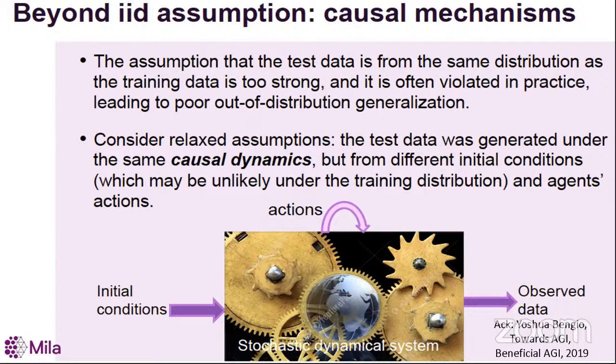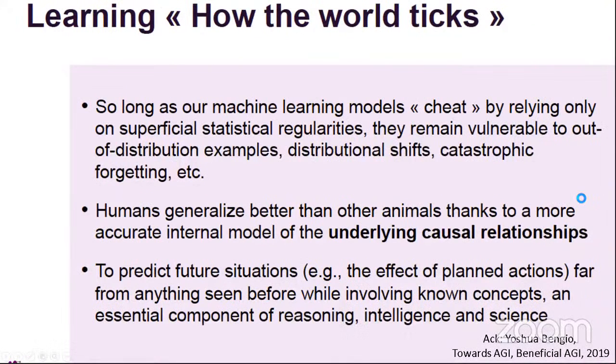Now, Yoshua says you have to consider a relaxed assumption that the test data was generated under the same causal dynamics, but from different initial conditions. What that means is that your model has to somewhere capture the causal dynamics in the system. So right now, you're meant to believe that machine learning models cheat by relying only on superficial statistical irregularities. They remain vulnerable to out-of-distribution examples. I didn't show this, but this is fun stuff we saw in another venue: distributional shifts, catastrophic forgetting, etc.